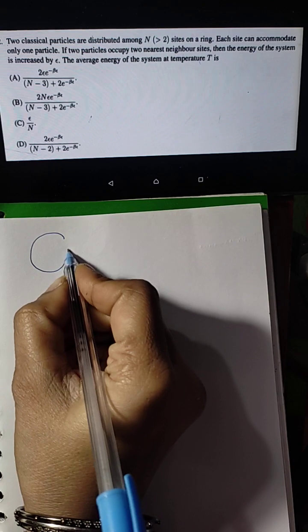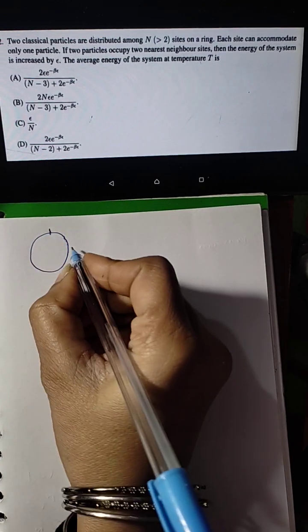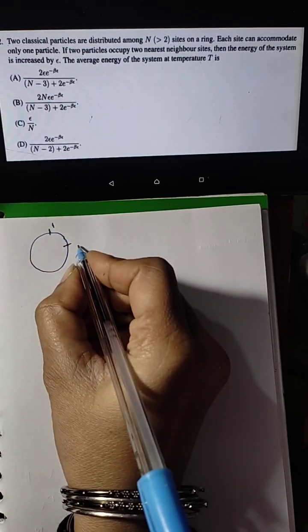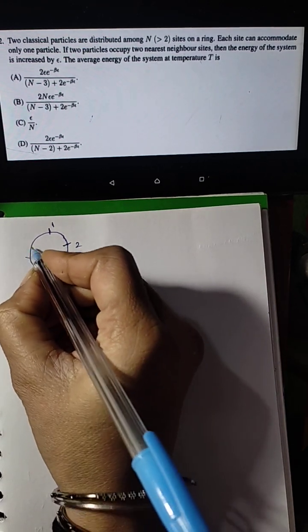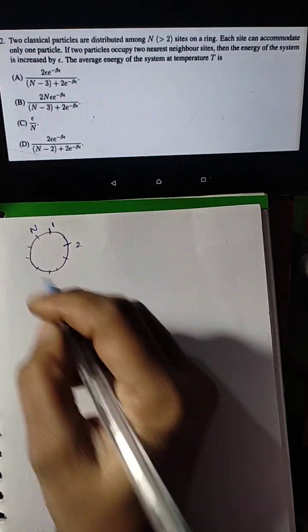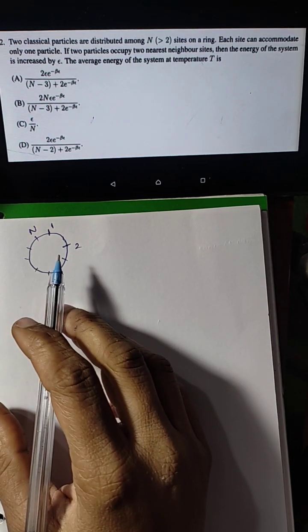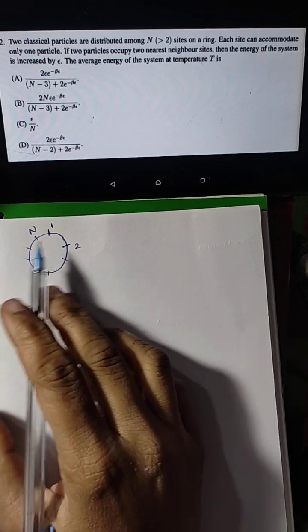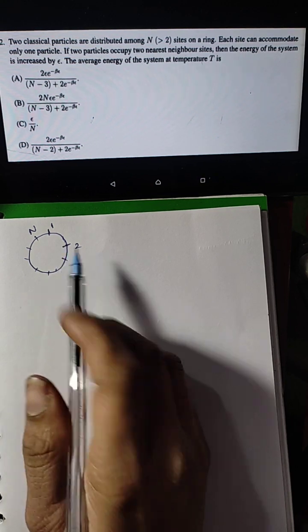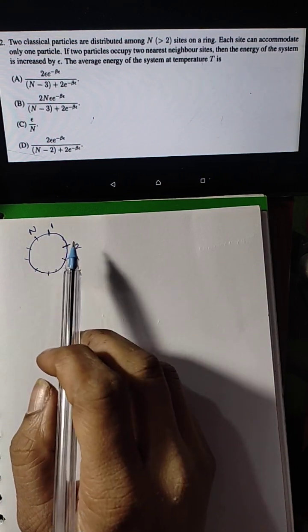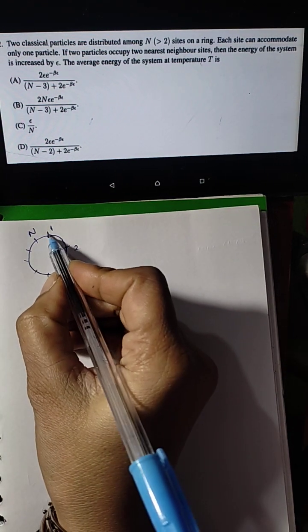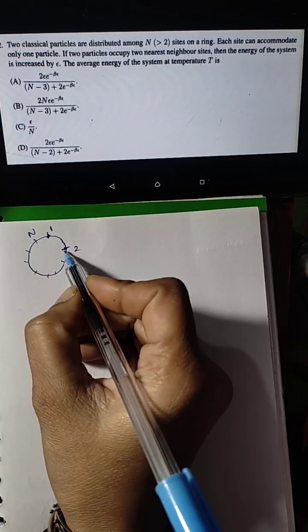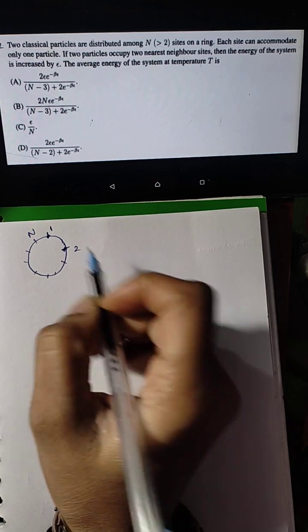So if this is a ring, two places like 1 and 2. Remaining, how many are there in total? Total there are n sites. Among them, two particles are here, 1 and 2. Each site can accommodate only one particle, so this place can have only one particle.